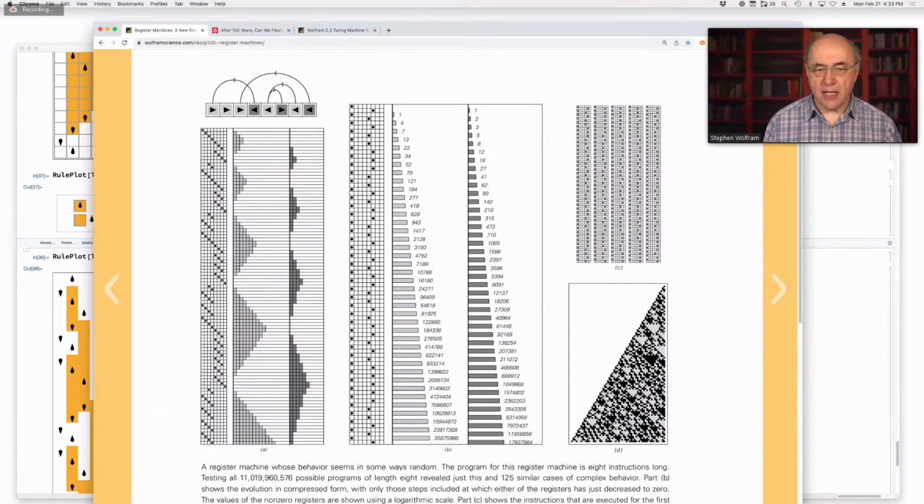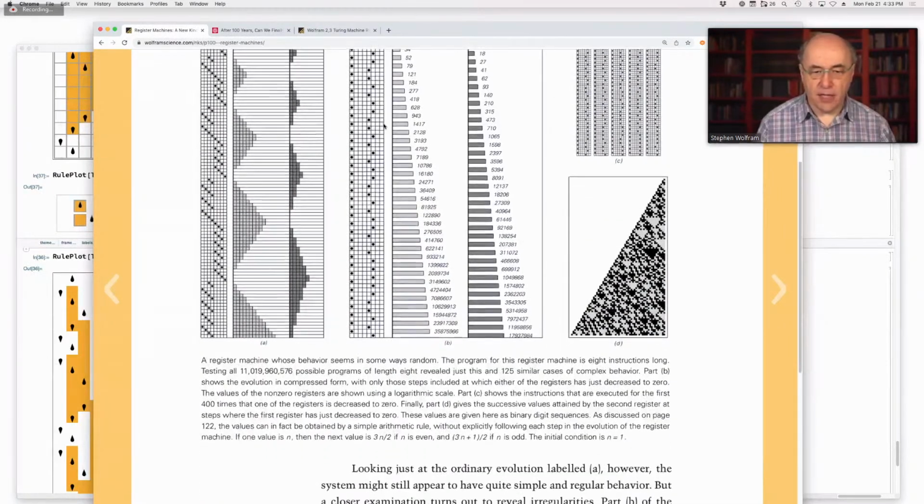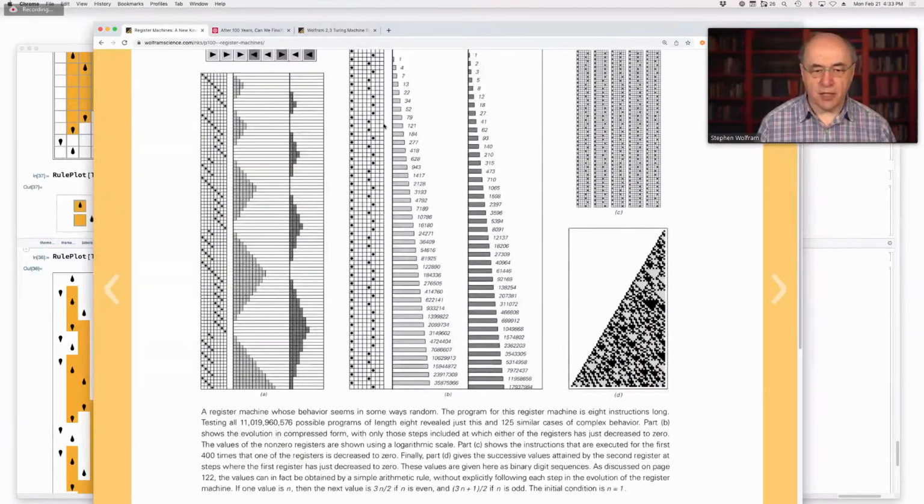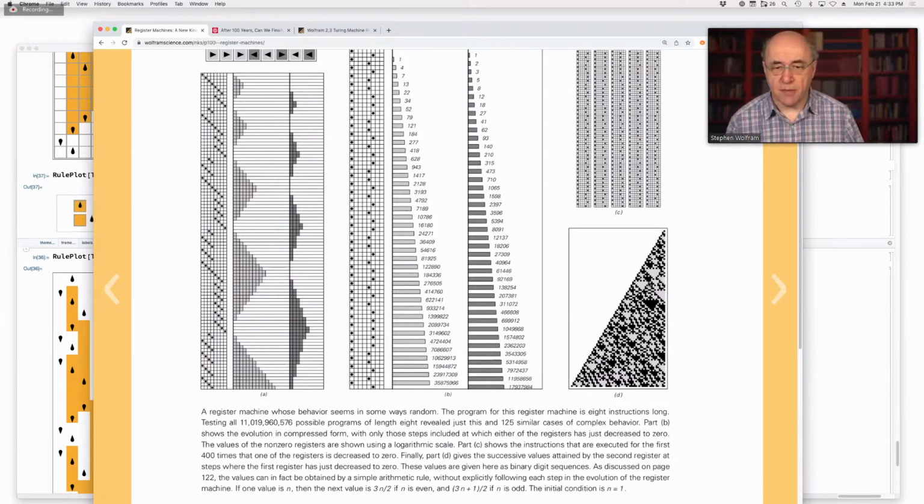If you then take the numbers you get out, this is what you get. So in fact, this register machine is the simplest register machine that produces complicated behavior, and that complicated behavior is very close to the 3n plus 1 problem. This particular thing, the next value is 3n over 2 if n is even, and (3n plus 1) over 2 if n is odd. And that is also related to the digits of powers of 3 in base 2, but it's an example of getting the same kind of complicated behavior.